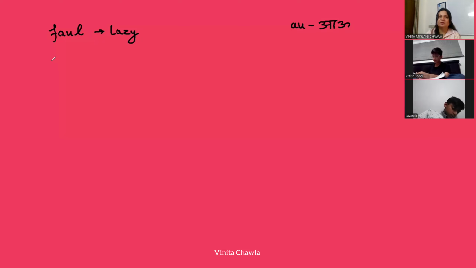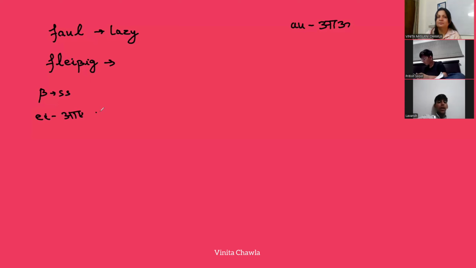Okay, I'm writing one more word. See, if this ß is written, then ß means double S, so you need to apply stress on this. EI is I, ß is double S. So fleißig. Fleißig means hard working.